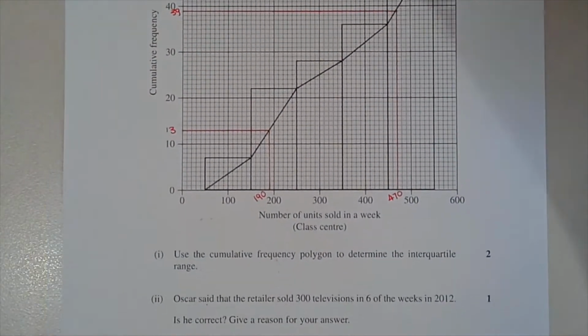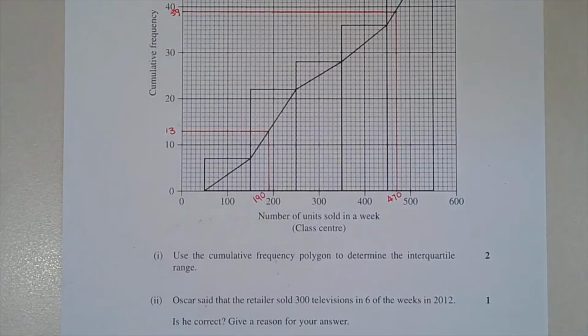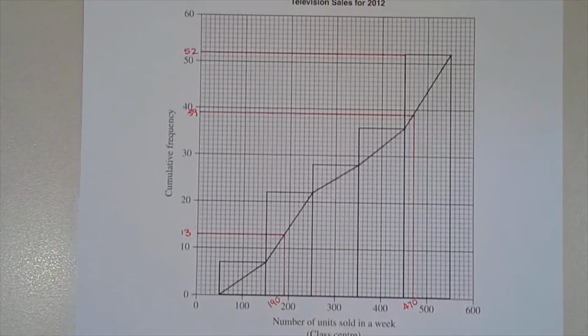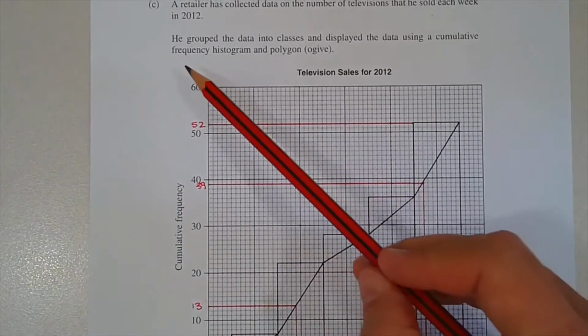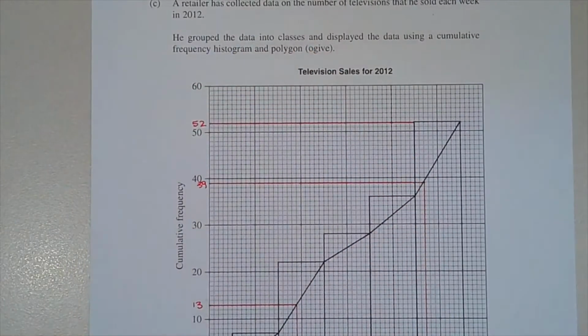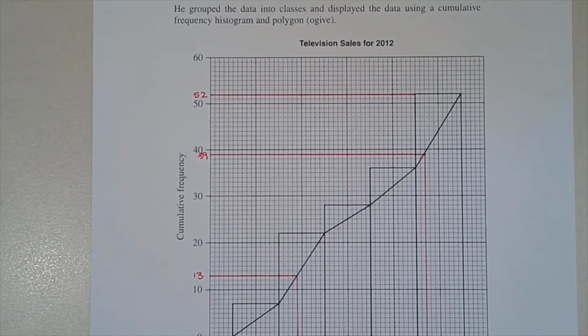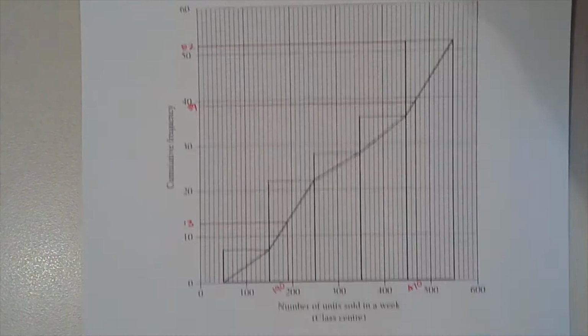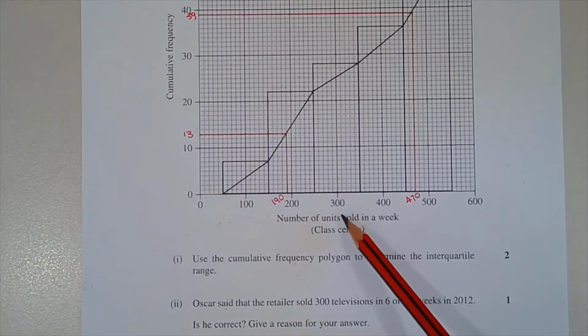And part 2, Oscar said that the retailer sold 300 televisions in 6 of the weeks in 2012. Is he correct? And give a reason for your answer. Now, if we go back to the question, it says he grouped the data into classes. So we don't know precisely whether 300 televisions were sold or not. That's the group, but it doesn't necessarily mean that that corresponds to exactly 300 televisions sold.